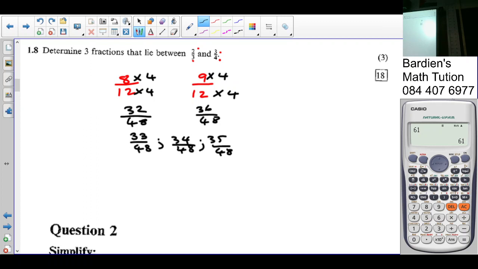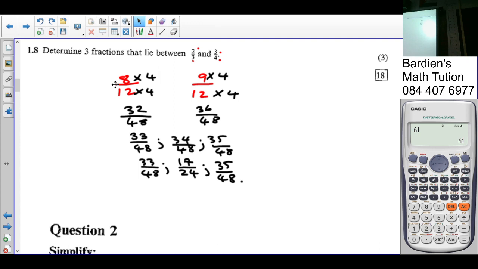The 3 is not a factor, so 3 stays 33 over 48. Here 2 can go into 34 17 times. 2 goes into 48 24 times. Is there a number that goes into 48 and 35? No. Can't 3 go into 35? No, it can't. And that is your 3 numbers that can be inserted between those numbers there.